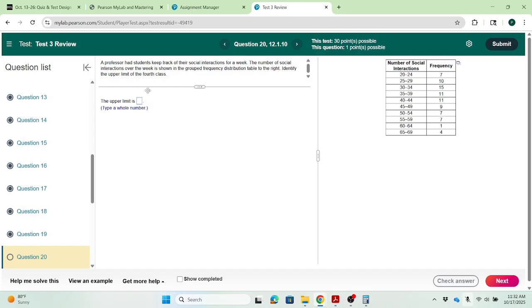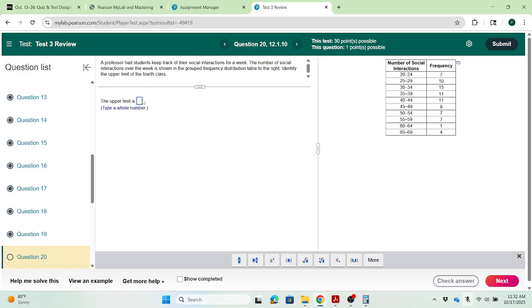A professor had his students keep track of their social interactions for a week. The number of social interactions over the week is given here in this table. In the grouped frequency distribution table to the right, identify the upper limit of the 4th class. 4th class: 1, 2, 3, 4. What is the upper limit? 39. That's the upper limit for the 4th class.